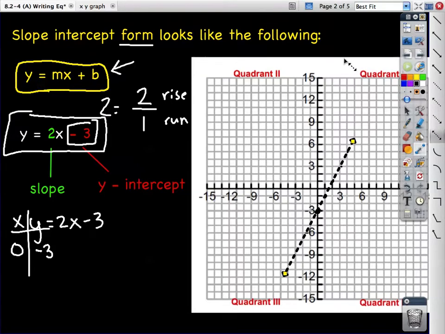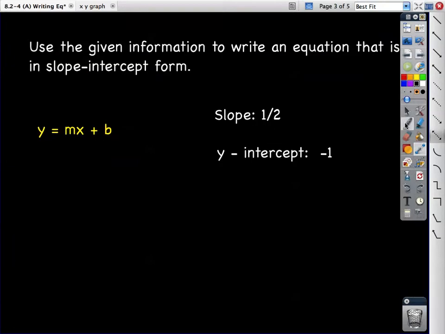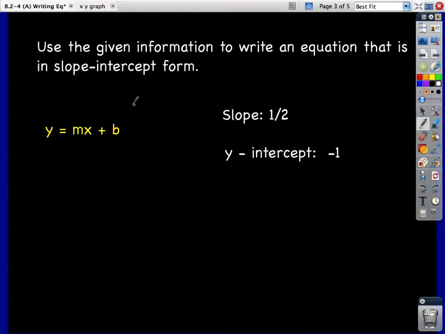So let's do two more quick examples and we'll be done here. Alright, so in this particular case, all I'm asking you to do is use the given information to write an equation that is in slope-intercept form.